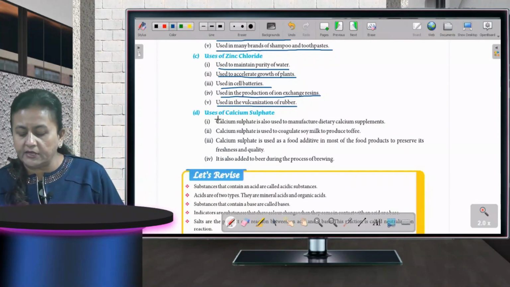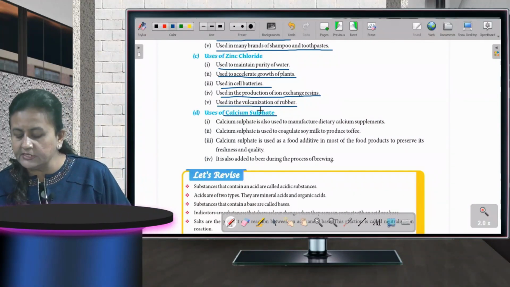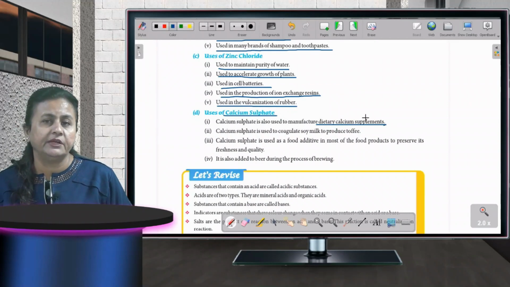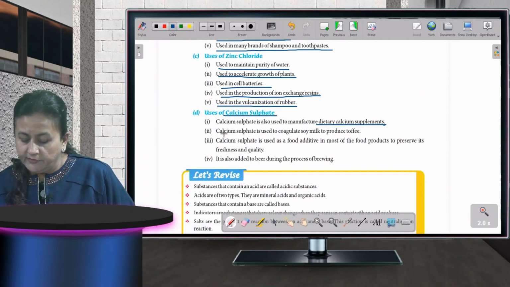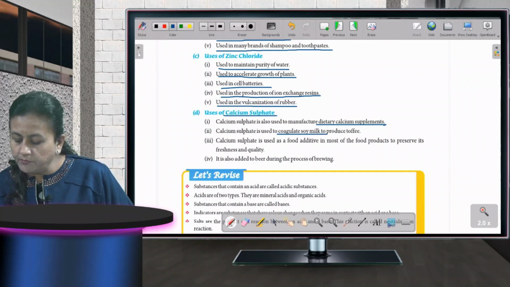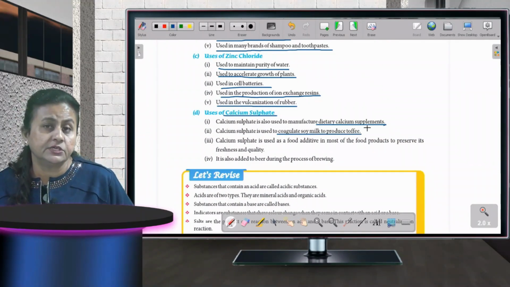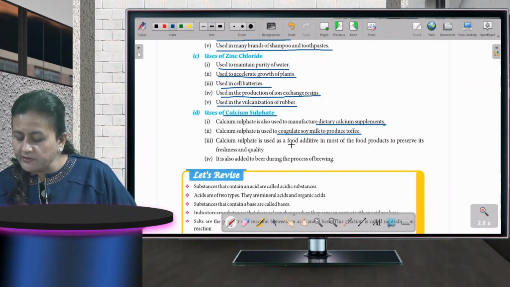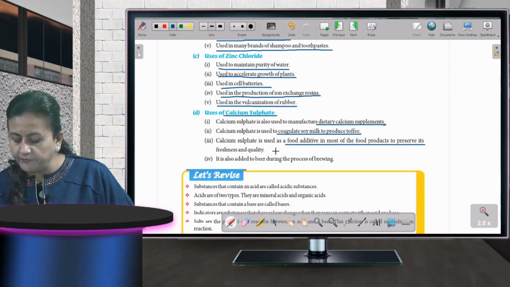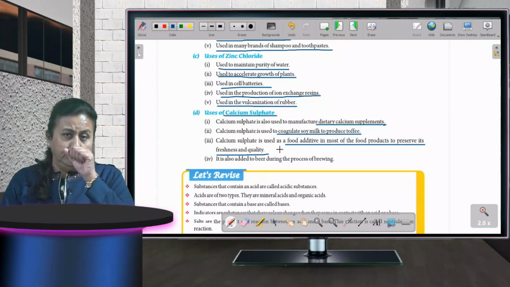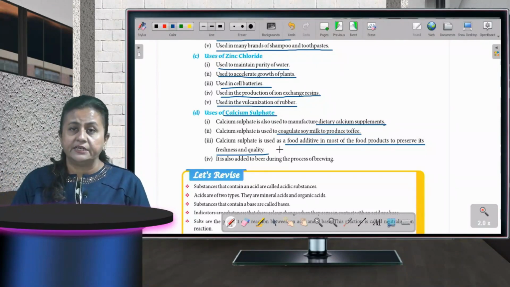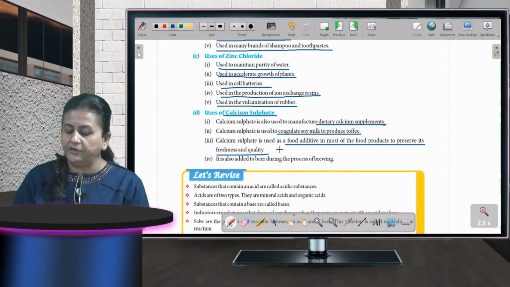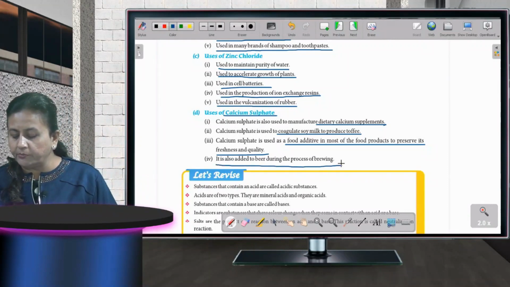Fine. Then another salt. Calcium sulfate. It is used to manufacture dietary calcium supplements. Okay. We want to give more supplements to our diet. Then it is used to coagulate soy milk to produce tofu. Toffees, those are sweets. In case we want to make them, we add this calcium sulfate. It is also used as a food additive in most of the food products to preserve its freshness and quality. The bakers, they are using it in baking of biscuits and cakes so that the quality of the food can be increased. It can be kept fresh for a longer period of time. And it is also used in beers during the process of brewing.